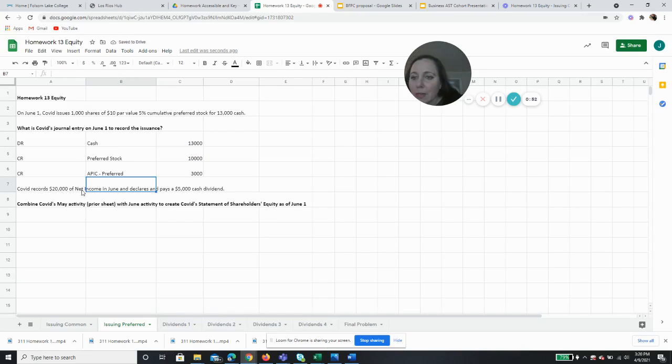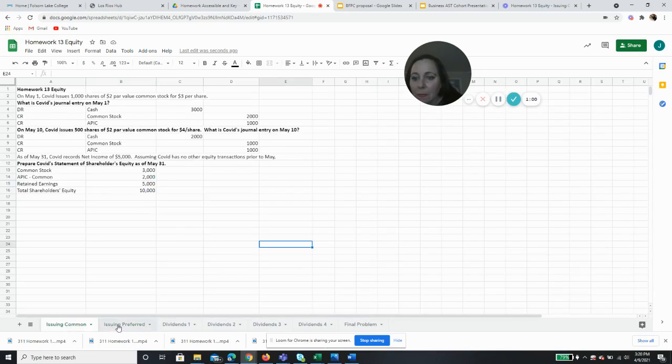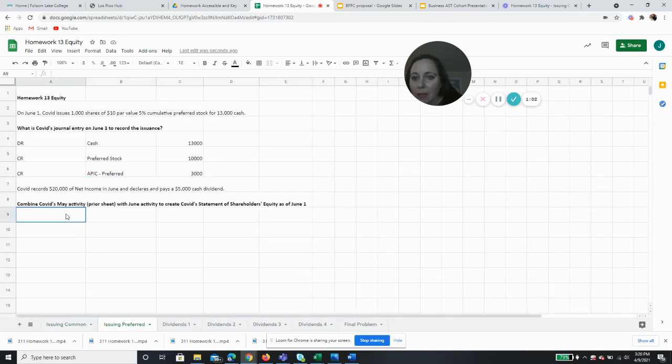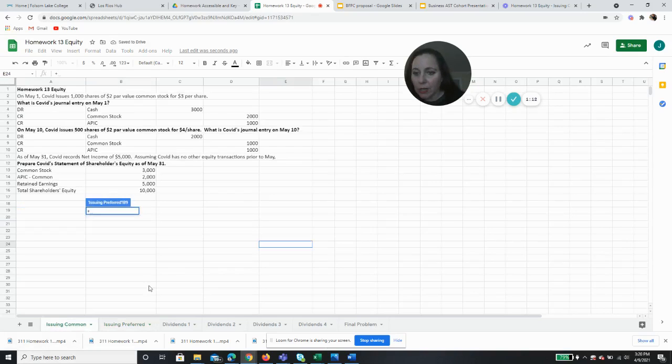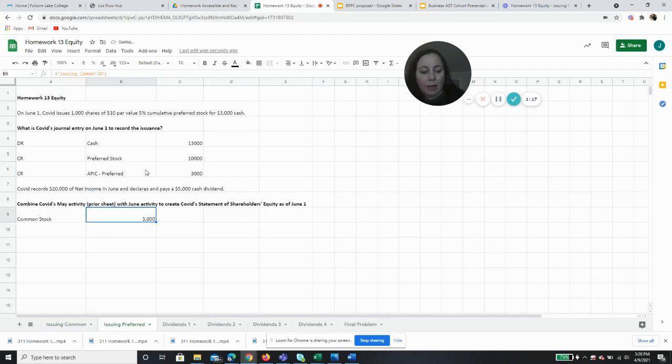COVID records $20,000 of net income in June and declares and pays a dividend of $5,000 cash. All right, so we are going to combine with the May activity and come up with one statement of shareholders' equity. We're going to start with our paid-in capital, starting with common stock. We didn't issue any new common stock, so it's going to be whatever was there last time. And then we're going to do preferred stock.